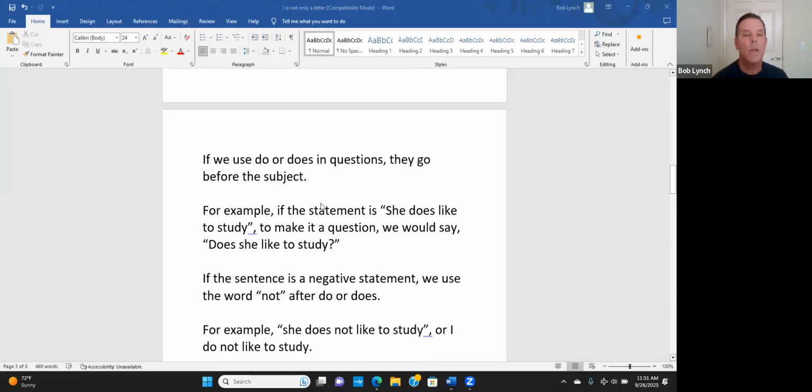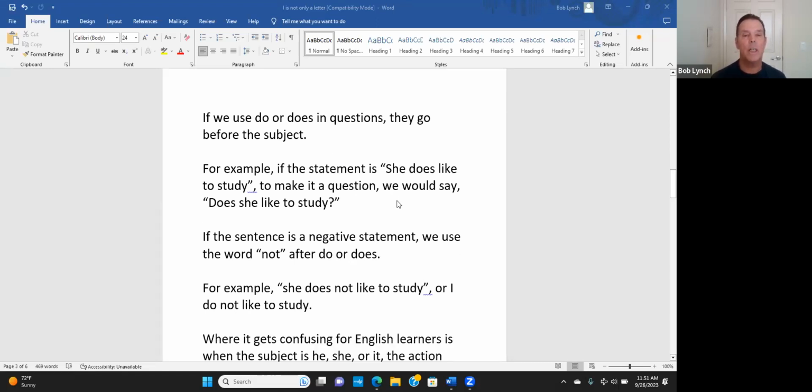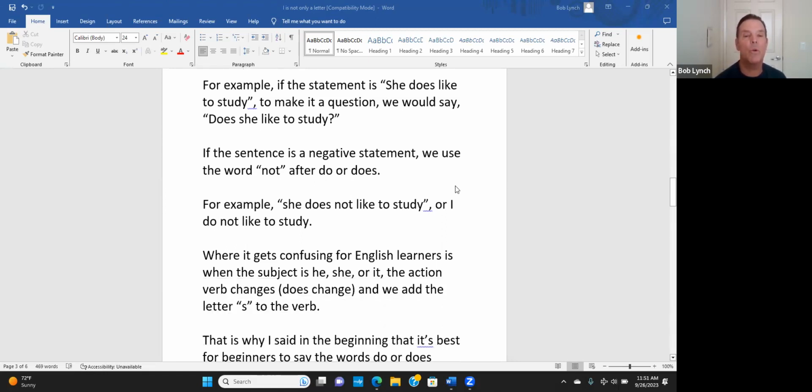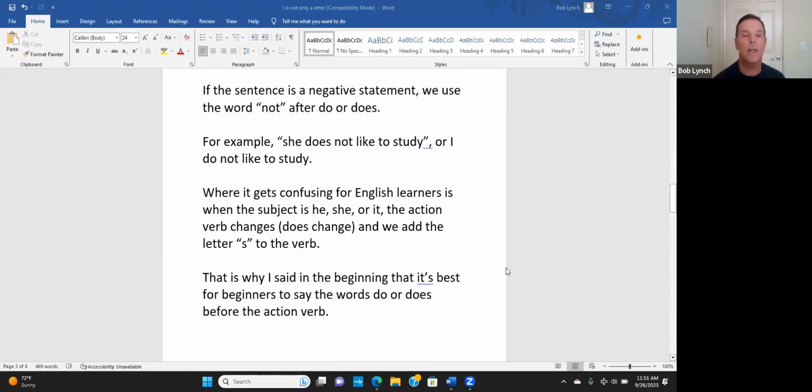If we use do or does in questions, they go before the subject. For example, in the statement, she does like to study. To make it a question, we would say, does she like to study? If the sentence is a negative statement, we use the word not after do or does. For example, she does not like to study, or I do not like to study.